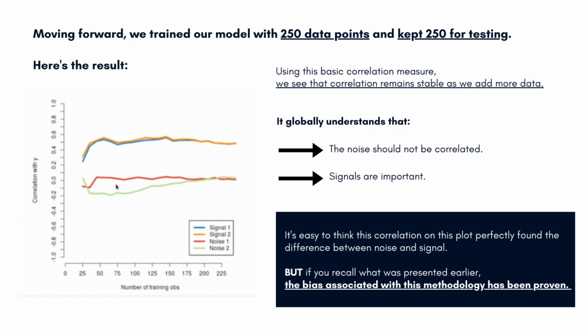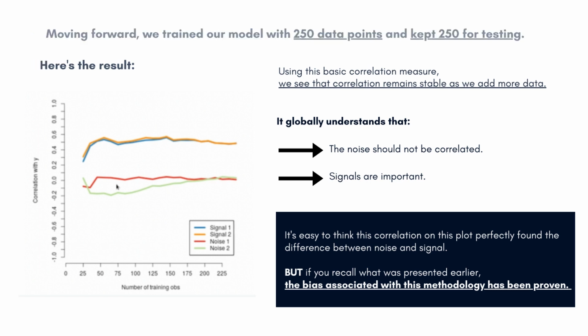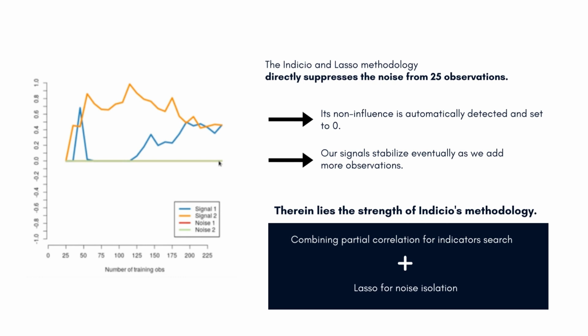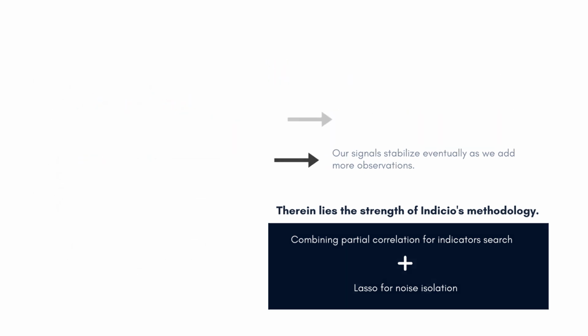But if you recall what was presented earlier, the bias associated with this methodology has been proven. The Indicio and Lasso methodology directly suppresses the noise from 25 observations. Its non-influence is automatically detected and set to 0. Our signals stabilize eventually as we add more observations. Therein lies the strength of Indicio's methodology, combining partial correlation for indicator search and using Lasso for noise isolation.